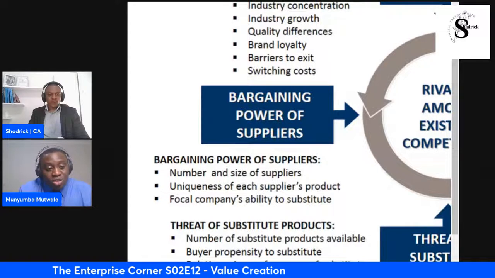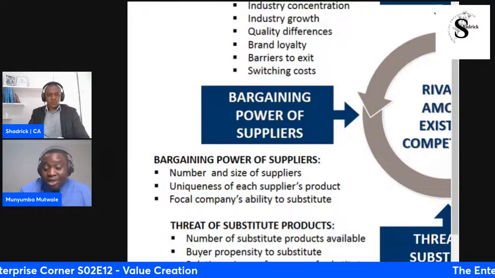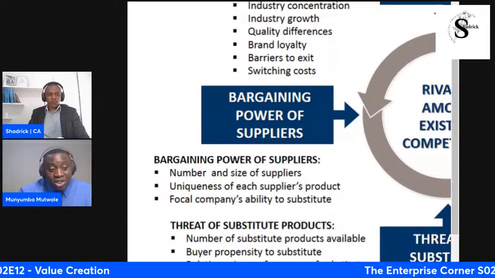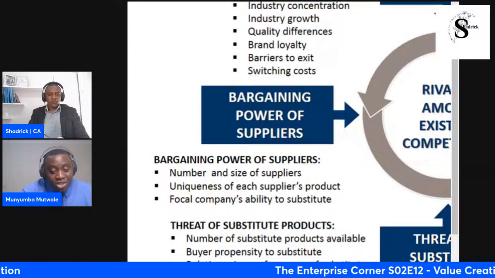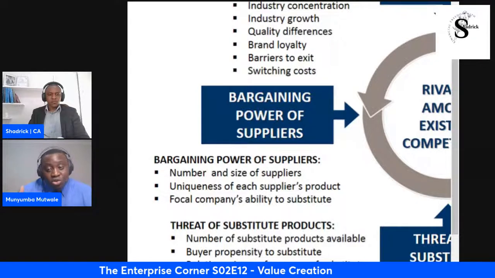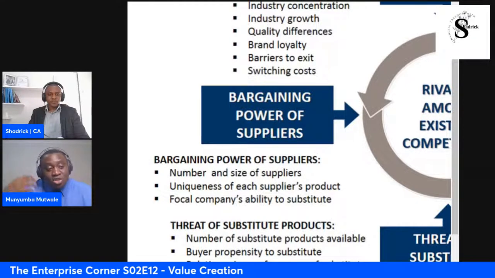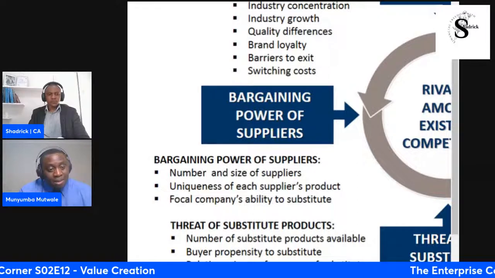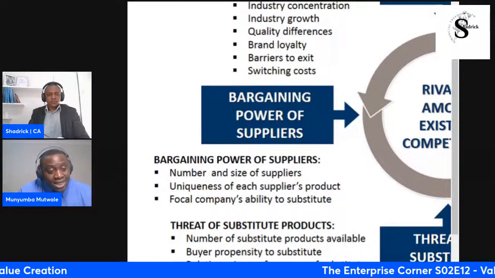So therefore, if you switch, you start to sacrifice the quality of your product, which might sacrifice the quality of what you're delivering to your customer. Ask the questions. And what is the focal company's ability to substitute you as the person? What is your ability to substitute between you and your suppliers? Can you substitute suppliers very easily?